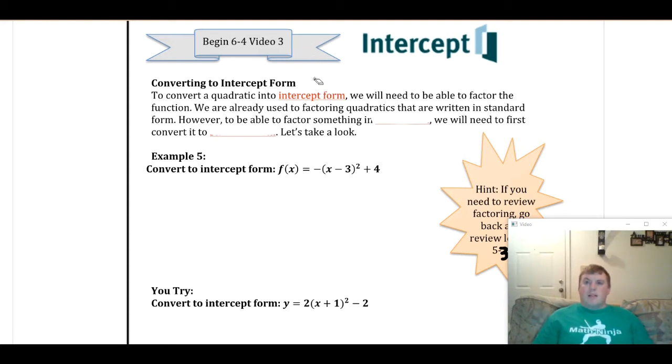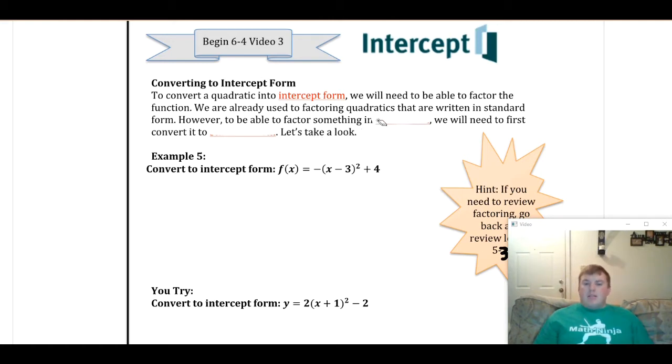Now we're already used to factoring quadratics that are written in standard form, and if you need to review this, go back and check out lesson 5-3. The little tip was a little bit off, there was a typo, it said 5-2, but if you just change that to a 5-3, you'll be looking in the right place.